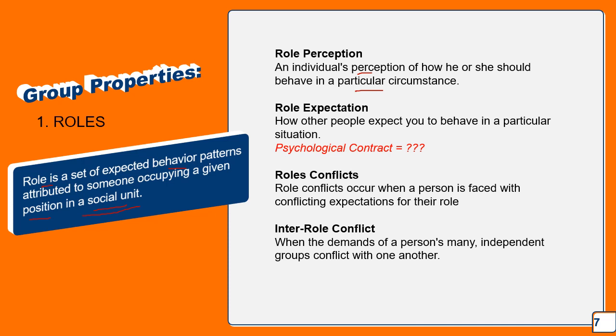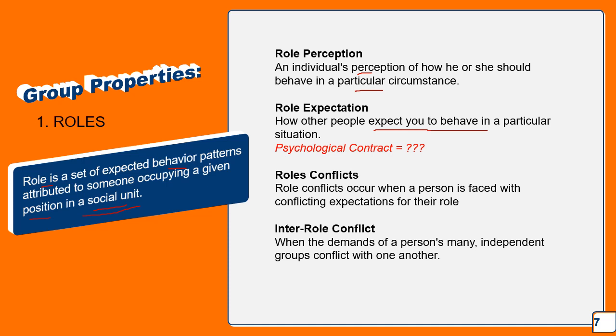We ourselves form a perception of how we should behave by holding that particular position. Role expectation is the opposite of role perception. Role expectation is how other people expect you to behave in a particular situation. It is where the other party dealing with us expects us to show certain kinds of behavior by holding our position.